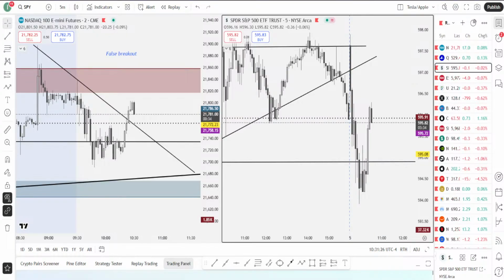All right, looks like we're pulling back to do that retest now. Pulling back for that retest. Let's see if they will fail that retest. If they fail it, then this thing is gonna sink.